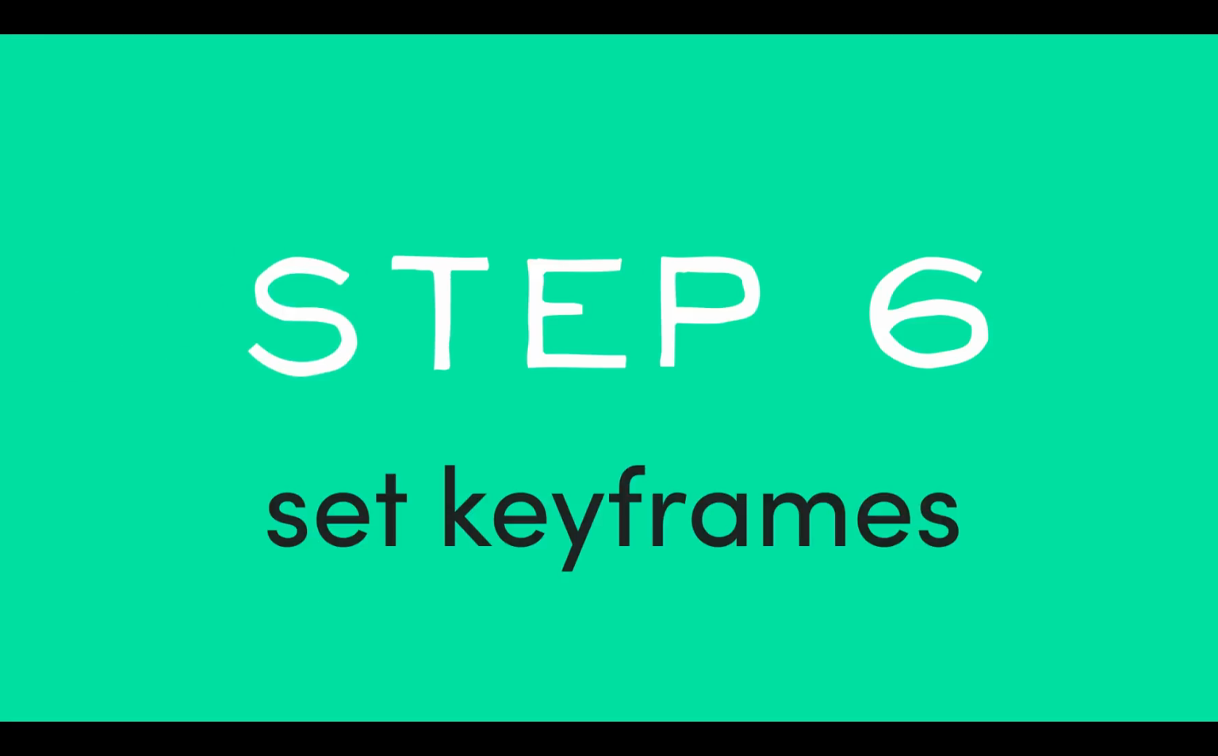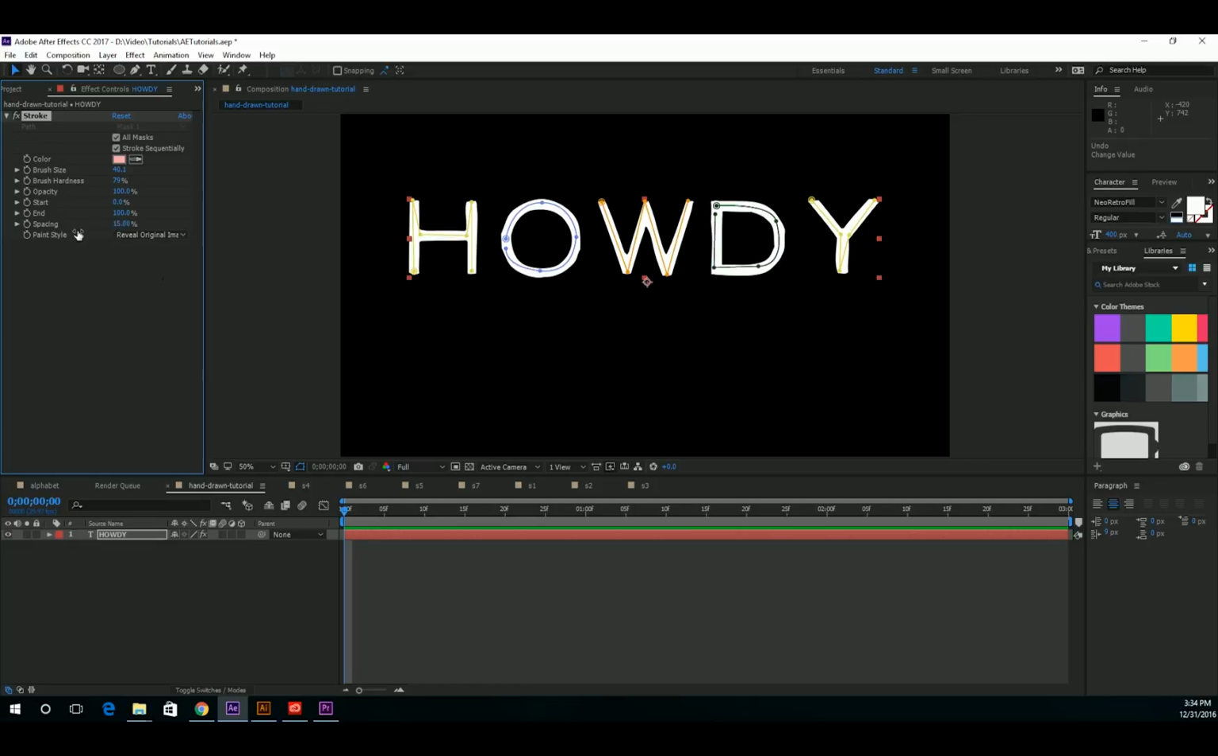Step 6. Set the keyframes. Start by making sure your timeline is where you want the animation to start. Then click the end stopwatch in the effects panel and set it to 0%.